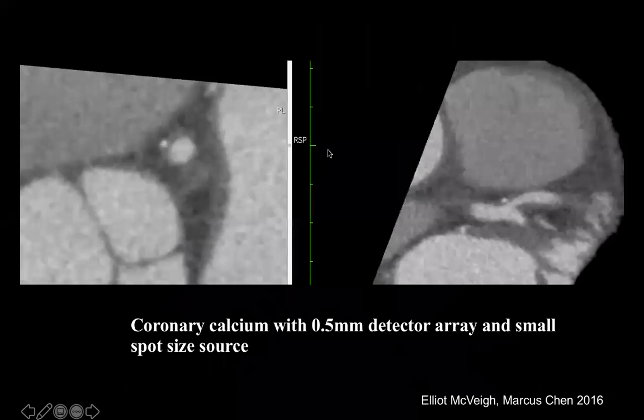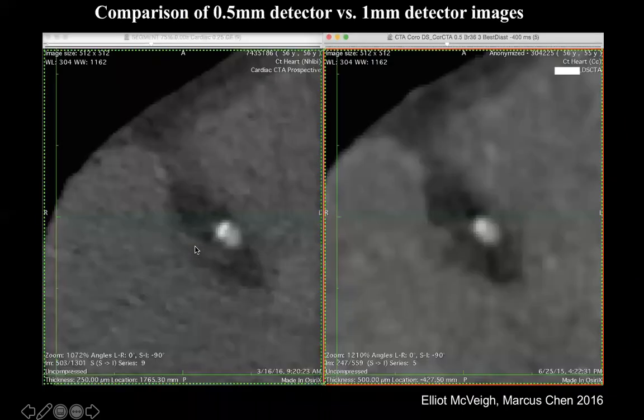So beautiful resolution of these tiny lesions. This is a comparison to a high resolution in that right coronary we just saw, to what it looks like on the standard scanner. The brightness is much, much lower here than it is here.